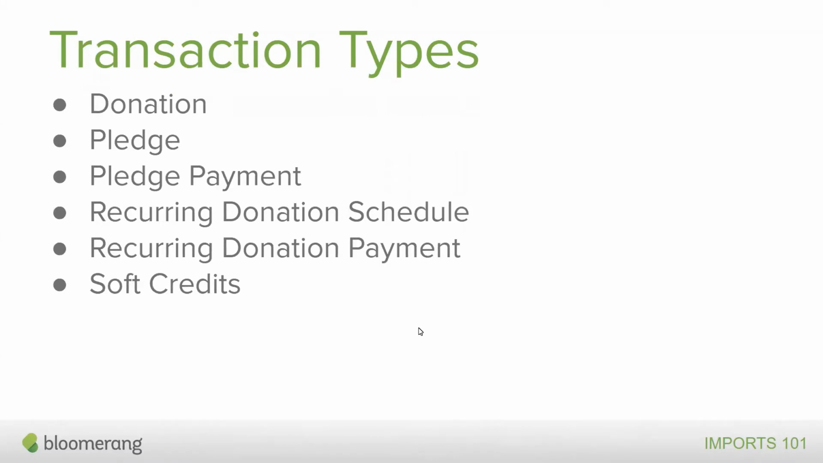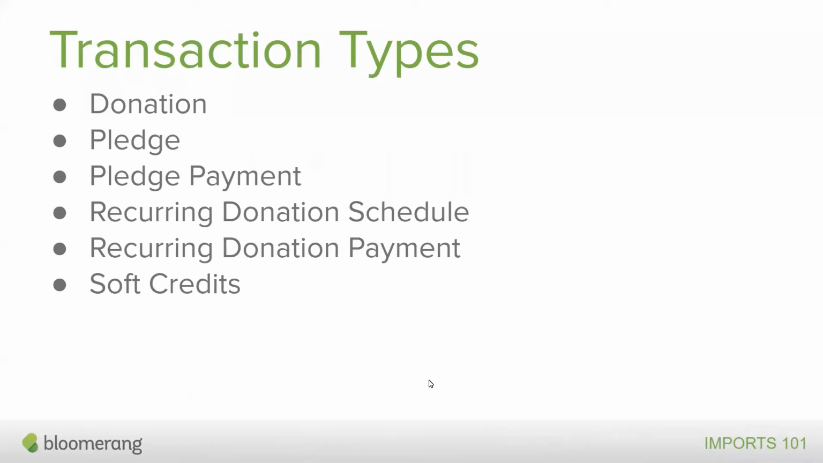So first, let's talk about transaction types in Bloomerang. When we talk about transaction types, these are the different types of transactions that you can enter into Bloomerang and that you can also report on. First, we have donations. So these are your one-time gifts. These can be by cash, by check, credit card, EFT, even in kind falls under those donations.